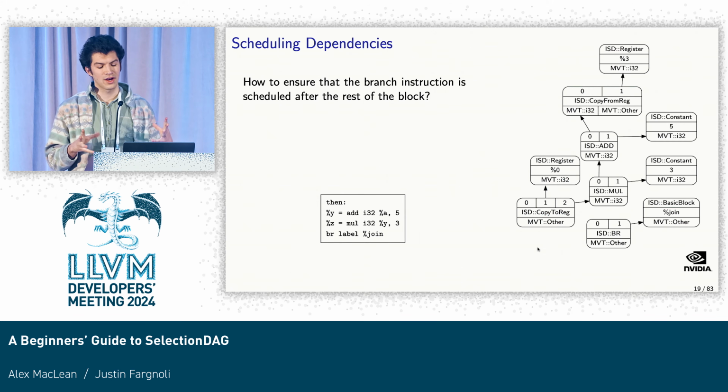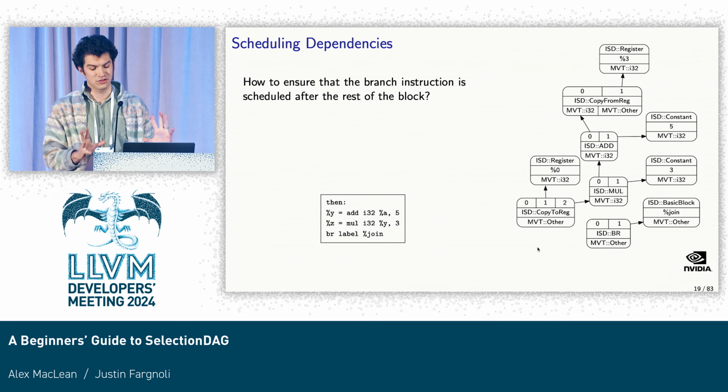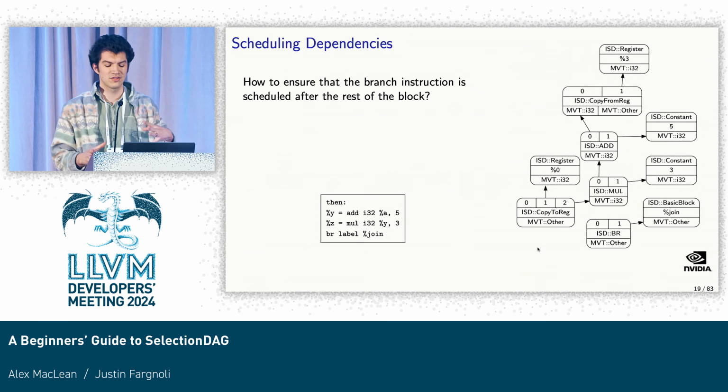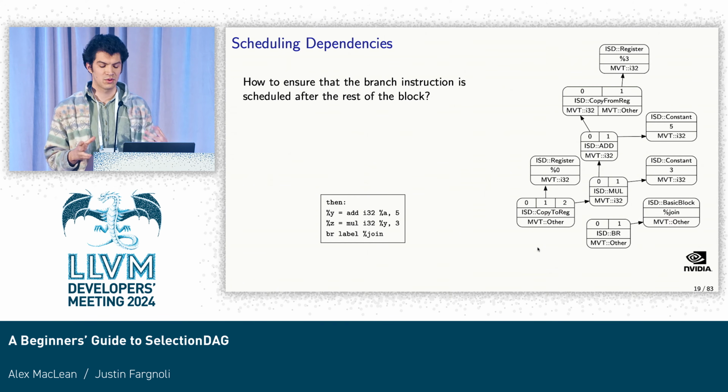So one other thing that we're going to need to add to this graph is, as you can see right now, I've pictured the branch below the mul, but the SelectionDAG doesn't have any inherent ordering. So there's no reason that the branch needs to be there. And when we're scheduling, right now, the way it's shown, there's no reason that the branch is not going to be the first instruction in the block. Obviously, we don't want this.